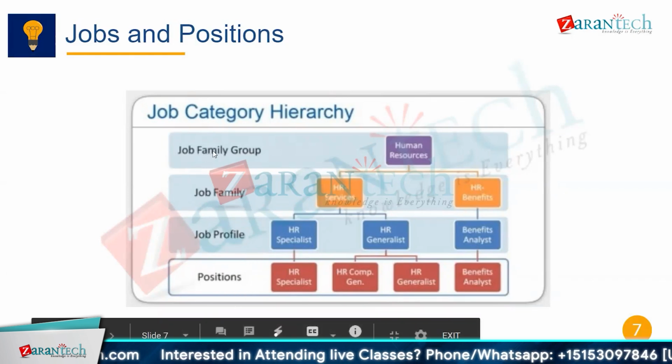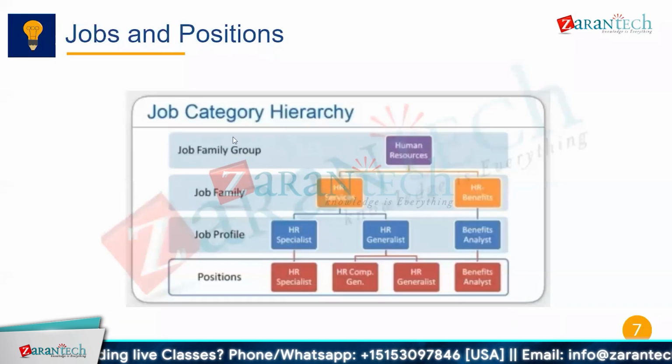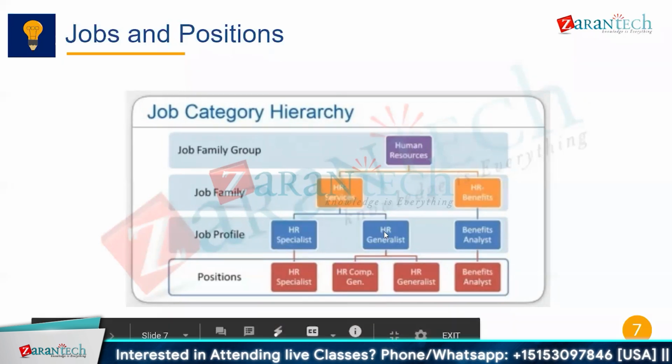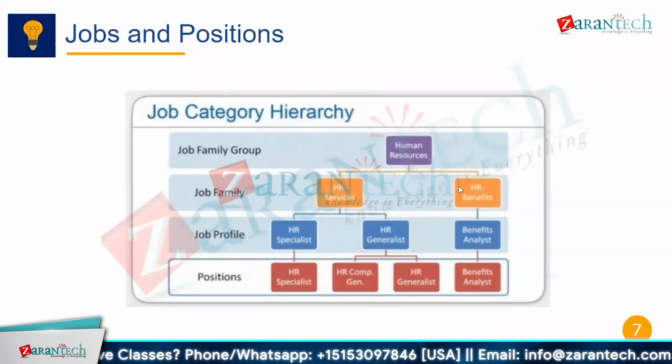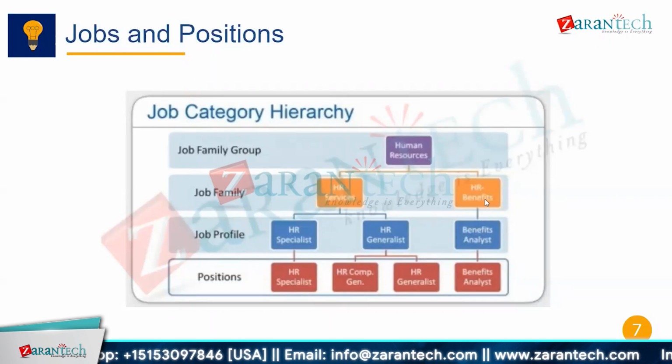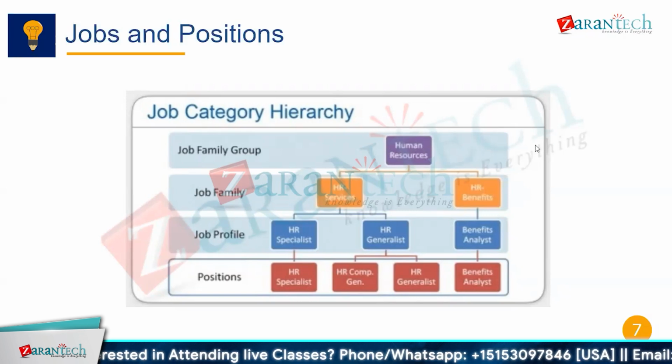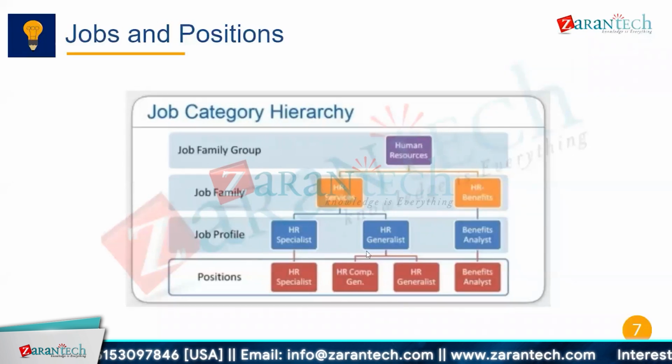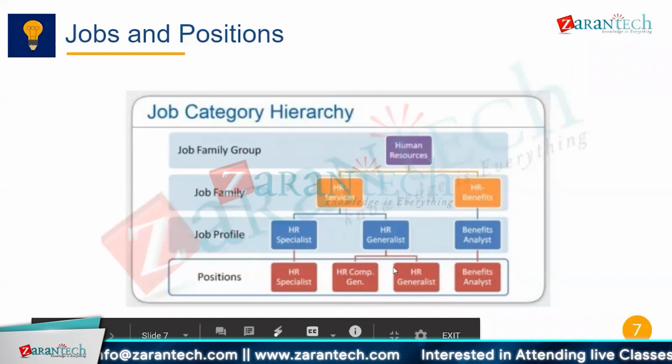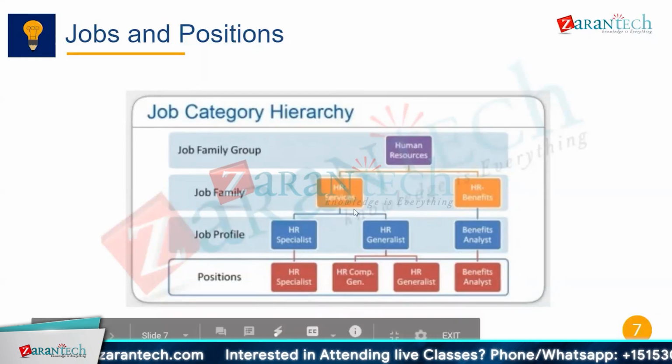Okay. So in this example, you have a job family group called human resources. And then under human resources, you have multiple job families. You may have HR services, which are the HR specialist or the HR generalist. And then you have HR benefits as a separate job family. Obviously, other groups, functional areas such as finance or sales or marketing, they have their separate job groups and separate job families and positions. But basically, this is the hierarchy of how jobs are classified.